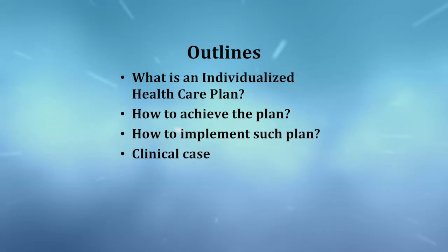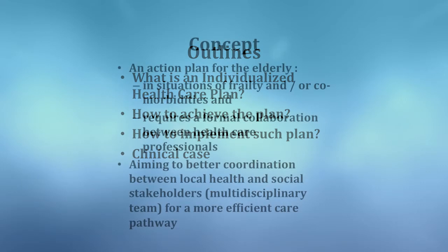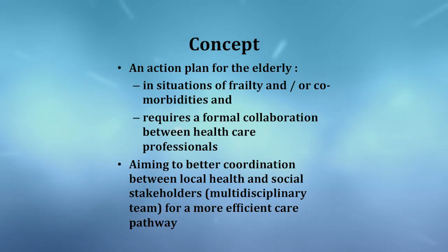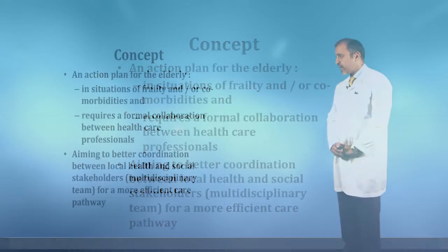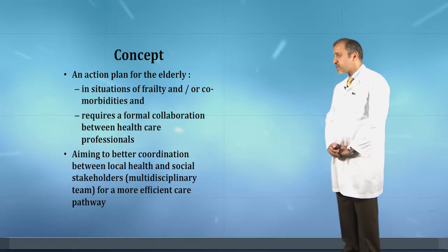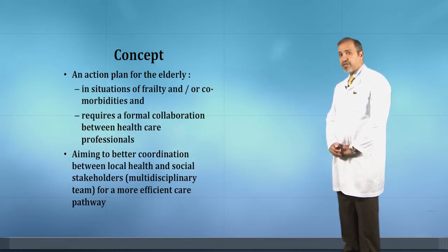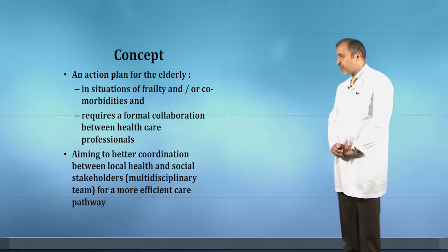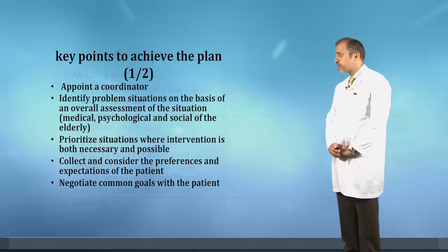All elderly patients need an individualized care plan, and we will discuss this plan and how to achieve it, how to implement such a plan, and we will discuss a clinical case. An action plan for the elderly is needed in situations of frailty or comorbidities and requires a formal collaboration between many healthcare professionals. The aim is to better coordinate between local health and social stakeholders, and a multidisciplinary team should be provided to result in more efficient care pathways for these patients.